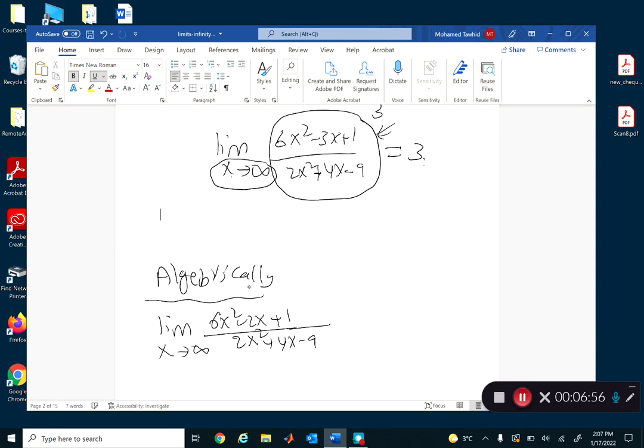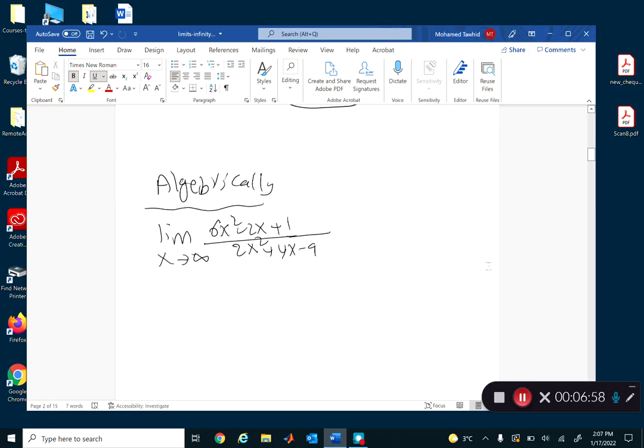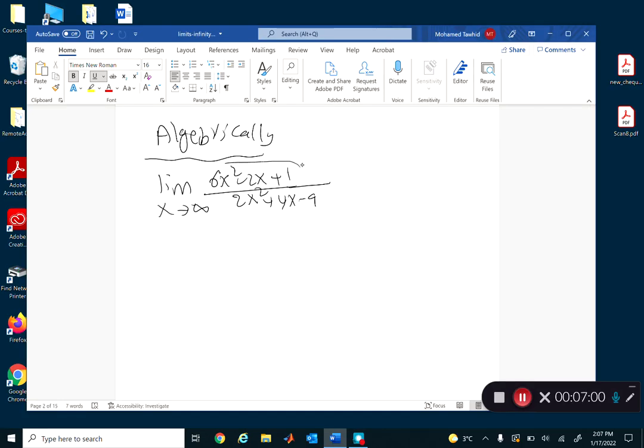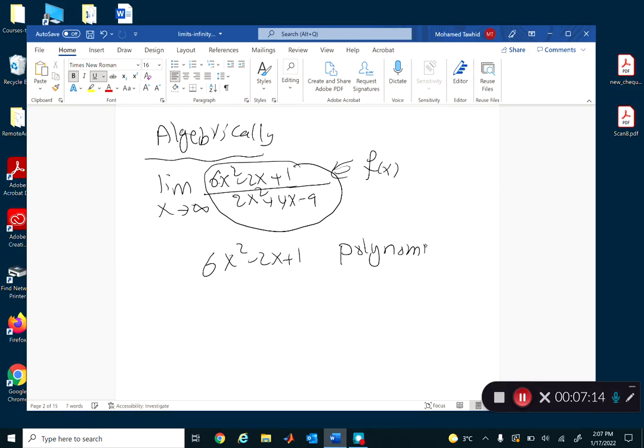If I try to get the limit of this algebraically, now let me ask you guys, here you have a fraction, that is the whole thing, your f of x. If I look at 6x squared minus 2x plus 1, look what you have up. What is this? It's a polynomial. Polynomial of degree what? Polynomial of degree 2. What is my leading term, guys?